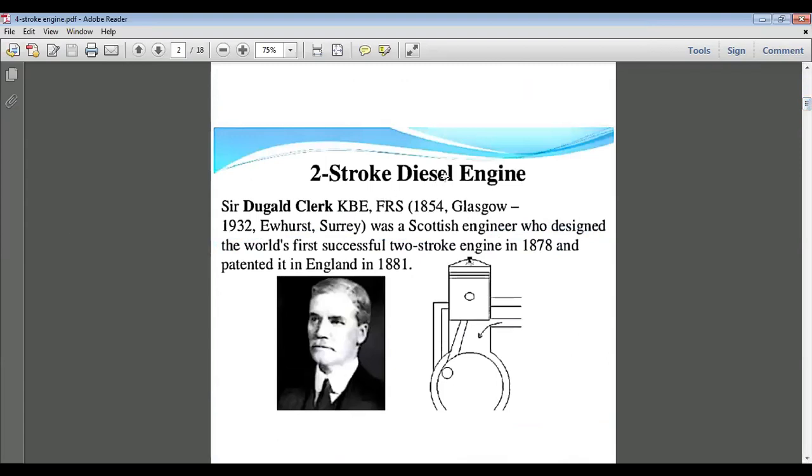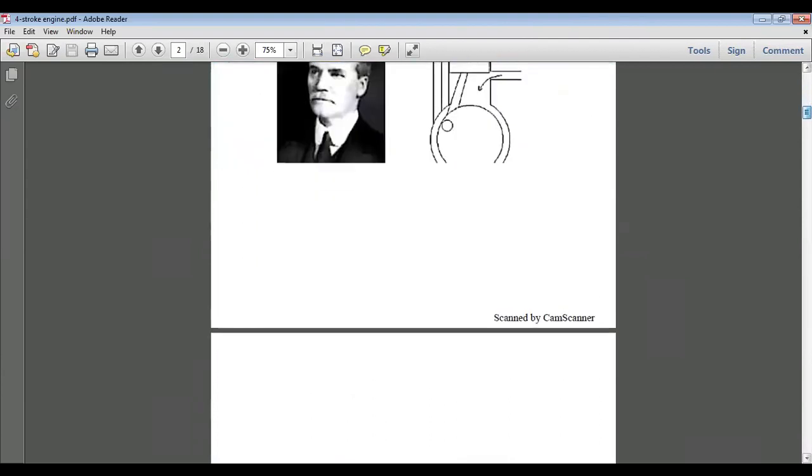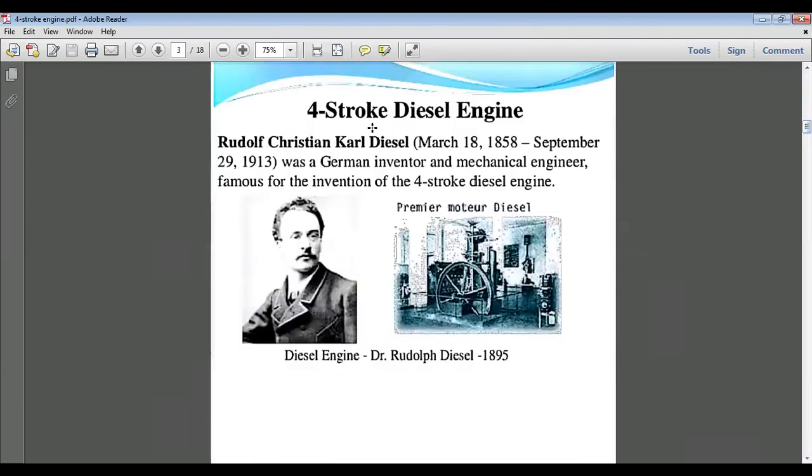Next is the 2-stroke diesel engine. It was invented by Sir Douglas Clerk, a Scottish engineer who designed the world's first successful 2-stroke engine in 1878 and patented it in England in 1881. So he discovered the 2-stroke diesel engine, and finally the 4-stroke diesel engine was discovered by Rudolf Christian Karl Diesel. So as per his name, this is called the 4-stroke diesel engine. He was a German inventor and mechanical engineer, famous for the invention of the 4-stroke diesel engine.